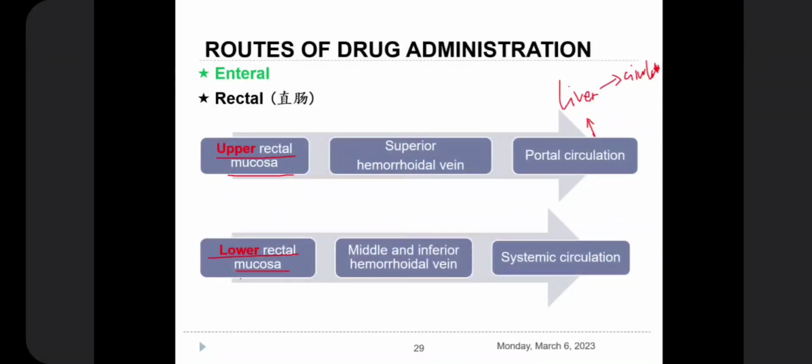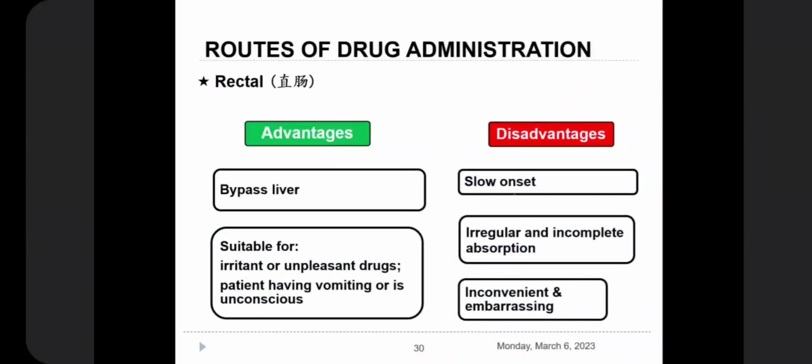But when the drug is absorbed from the lower rectal mucosa, it will enter the middle and inferior hemorrhoidal veins, and finally go to the systemic circulation directly. So if a drug is absorbed from the upper route, it will be partly destroyed by the liver, and just part of the drug enters the circulation. And when the drug is absorbed from the lower rectal mucosa, it can bypass the liver.